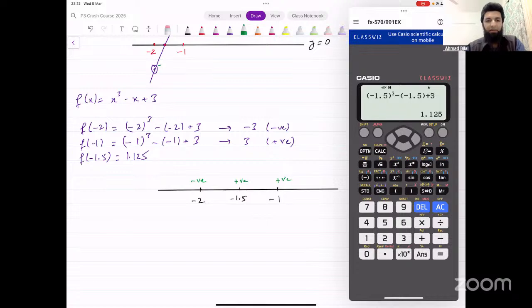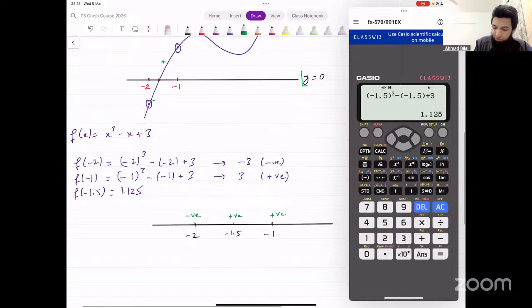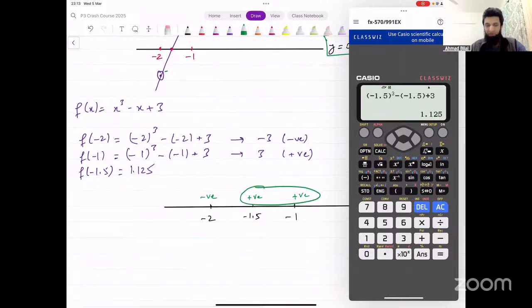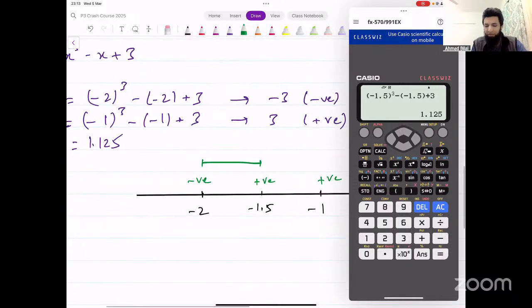Now, think about it. At the point of intersection, the y value is supposed to be 0, exactly 0. Where is 0 going to be? Is it going to be between positive and positive? No, 0 comes between a negative value and a positive value. So earlier we knew that the solution is somewhere between -2 and -1, but now that we know at -2 we have a negative y value, at -1.5 we have a positive y value. That means the solution is actually going to be between -2 and -1.5. So we have narrowed down the interval. We started from -2 and -1, and now we are saying that it's actually going to be somewhere between -2 and -1.5. Now we can keep repeating this process.